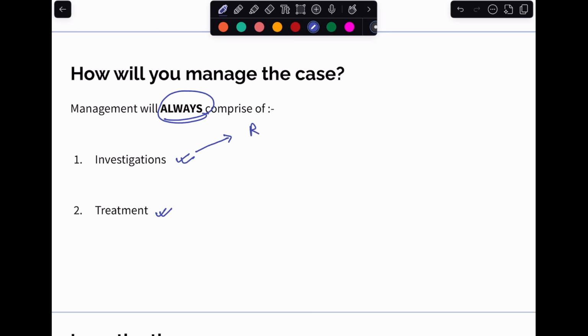First, we will be doing some routine blood investigations. What are these routine blood investigations? CBC, BT, CT, we'll do RBS, we'll do serology. Within serology, we'll be doing HBsAg and HIV. Then we'll do urea and creatinine. These are the routine investigations.